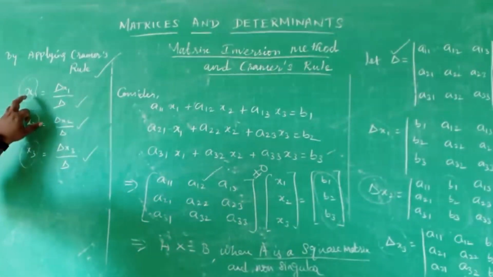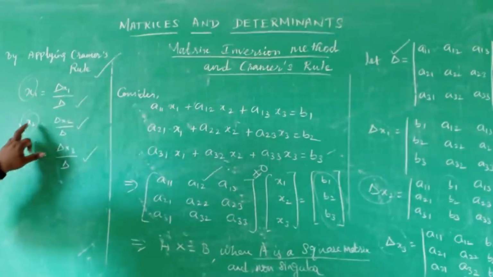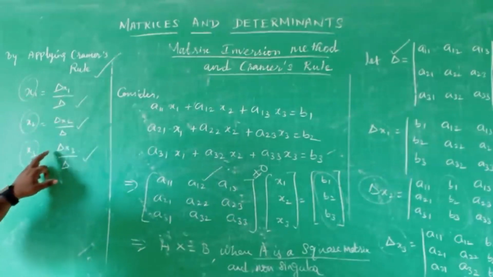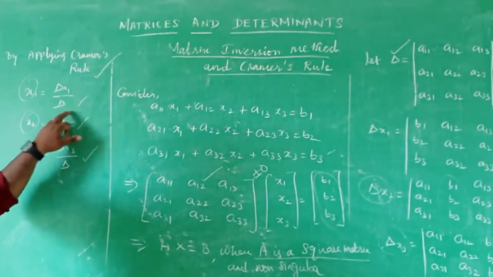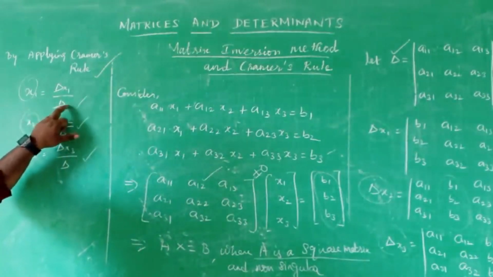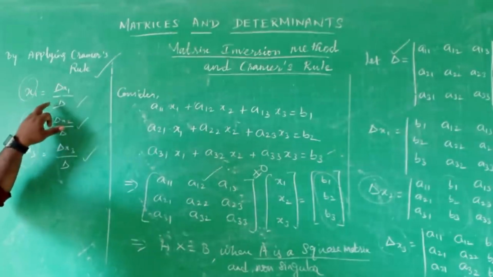How to get the value of x1? x1 is equal to del x1 by del, x2 is equal to del x2 by del, x3 is equal to del x3 by del. The del must be a non-singular matrix. Otherwise, if it is singular, the denominator comes as 0.